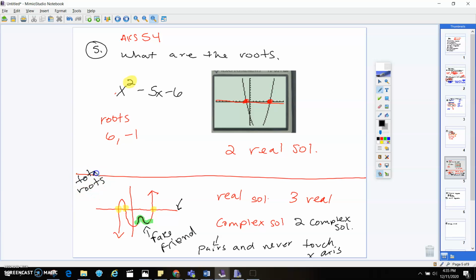So how many roots do we have in total? Roots is the total number of real and complex. All right, so let's think about this. We've got 1, 2, 3, 4, 5, because our fake friend counts for 2. So how many total roots do we have? 5.